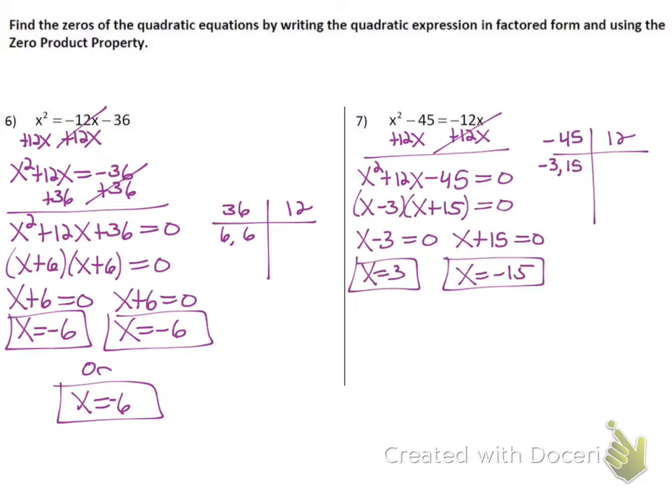Here is the fully worked out problem. Hopefully you got x equals positive 3 and negative 15. Your t-chart here, it's really important that you watch your signs. To have a negative product and a positive sum, you need one positive and one negative, and that can sometimes throw people.